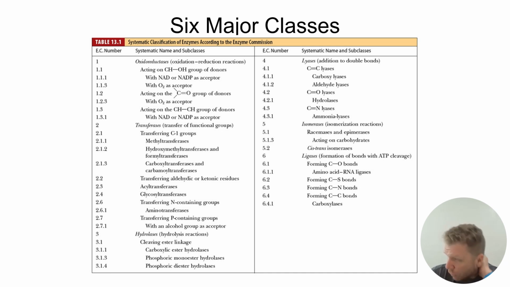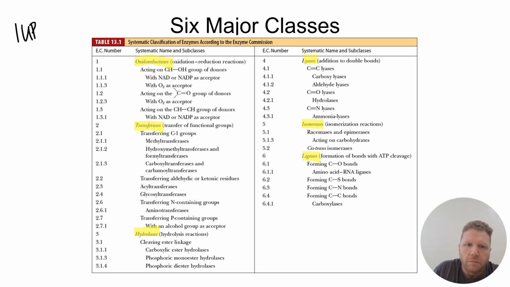Now, if you look it up, you'll see there are a total of 7 major classes of enzymes. For this class, we're going to focus in on a total of 6 of them. These 6 are the oxidoreductases, transferases, hydrolases, lyases, isomerases, and ligases.